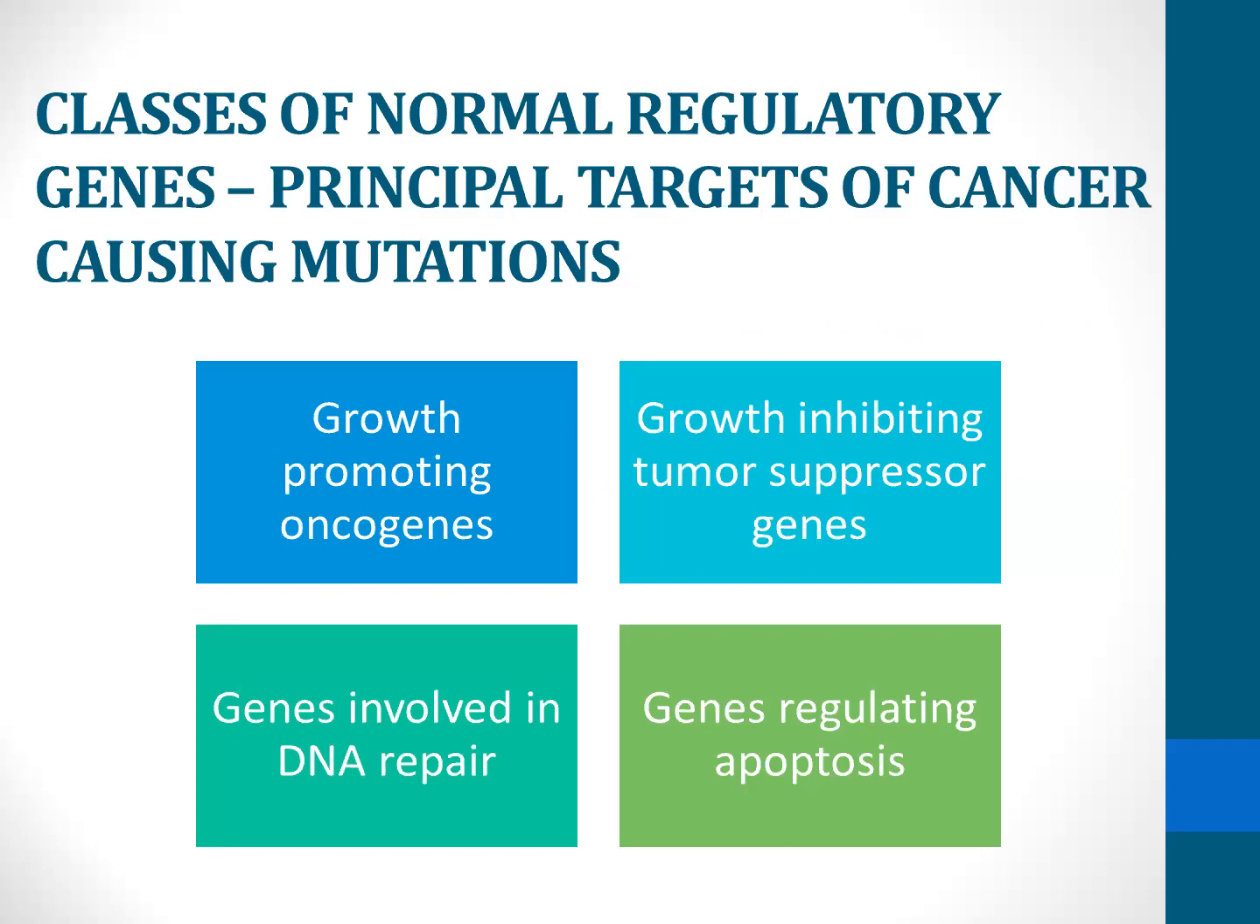Now, there are four classes of normal regulatory genes, which are the principal targets of cancer. These include growth promoting oncogenes, growth inhibiting tumor suppressor genes, genes involved in the repair of DNA, and genes that regulate apoptosis.